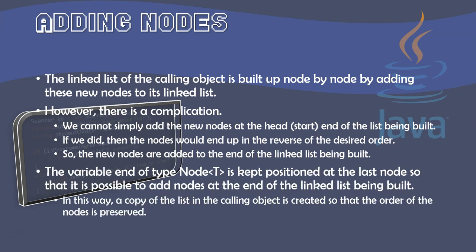Now the variable of type Node, t, is kept positioned at the last node, so it's always possible to add nodes at the end of the linked list being built, because otherwise, if we add them to the start every time, like I said, it's going to be backwards. This way, the copy of the list in the calling object is created so the order of the nodes is preserved, because we don't want one to go, for example, 1, 2, 3, 4, 5, and the other one to be 5, 4, 3, 2, 1, because it's going to, again, be two different orders.